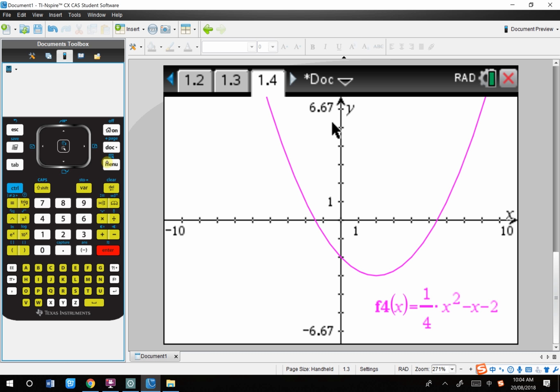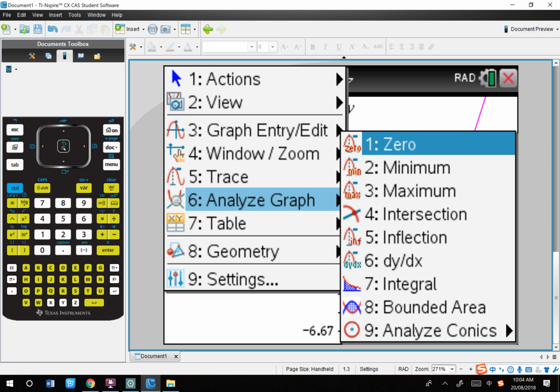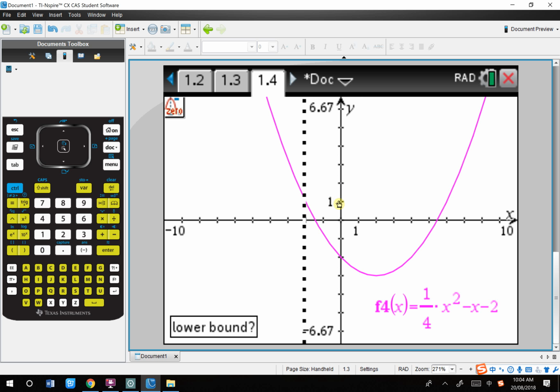If you go menu, analyze the graph, then zeros, that's the first one. I can find 2 x-intercepts, but I need to find them one by one. Go left, right. Do not cover 2 intersections at each time. So go left, enter, right, enter.